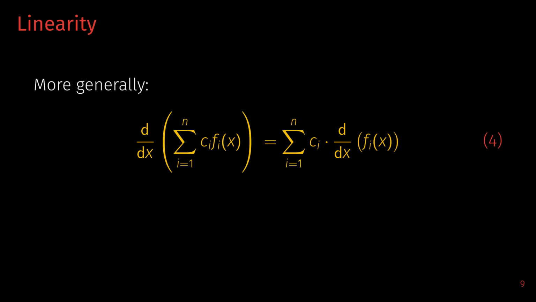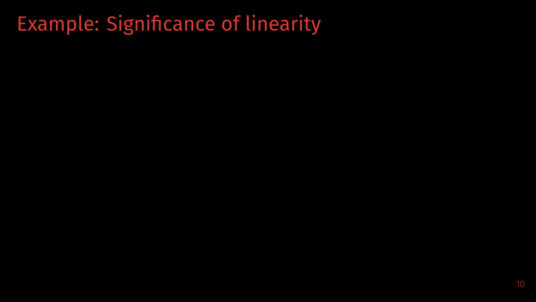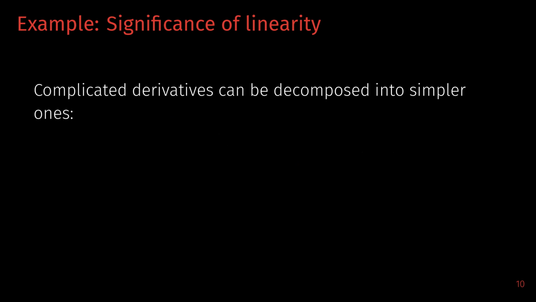And this makes d over dx a linear operator. In mathematics, this means that if we have some operator and we apply that to a linear combination of functions, and that can be expressed as a linear combination of that operator being applied to individual functions, we call that operator linear. And why is that important? Let's have a look. It essentially means that if we have very complicated derivatives, they can typically be decomposed into simpler ones.